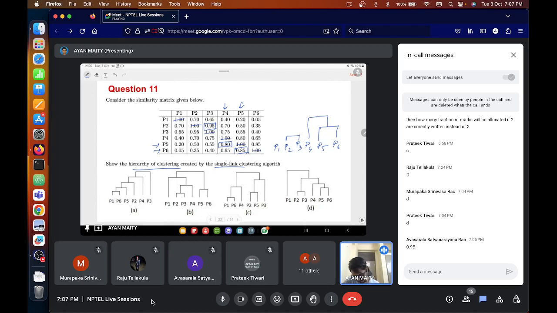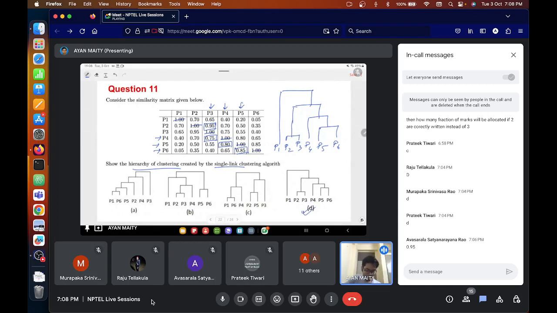And after 0.85, the next would be this 0.75, and 0.75 is between P3 and P4. P4 is already merged with P5 and P6, and P3 is within P2. So these two clusters would be merged. And finally only one point is there, so it will eventually be merged with the rest of the points. So this is the structure. Sorry, this one. Yeah, this is the structure, and it is, I think, option D.